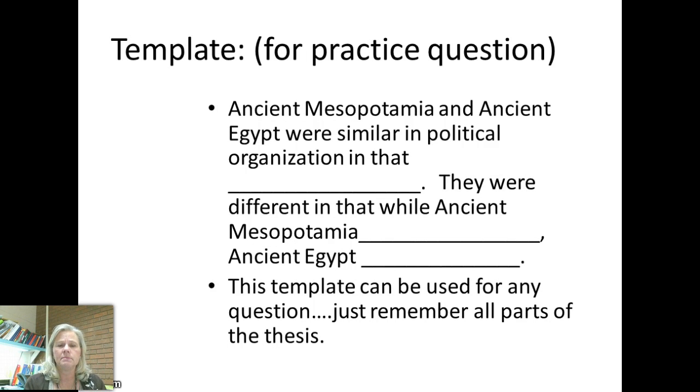So here is a basic template. This one reflects your practice question. I gave this one to you in class, and you can use this pretty much for any compare contrast thesis. Now, of course, you can be more sophisticated as well, but I'd like to keep in mind that you need to address, as I mentioned here, the time frame, the area, the process, which was political organization, the similarity, which would be here. The differences, they were different in that while ancient Mesopotamia blank and ancient Egypt blank.